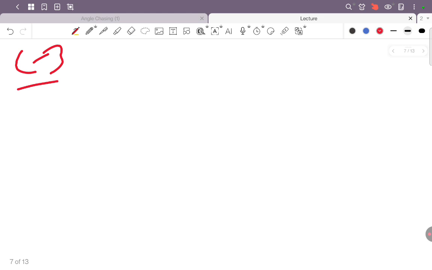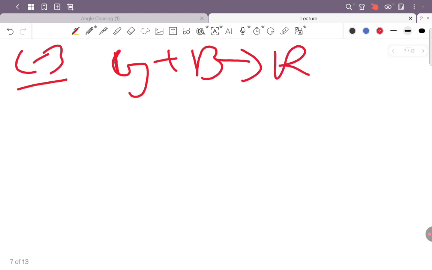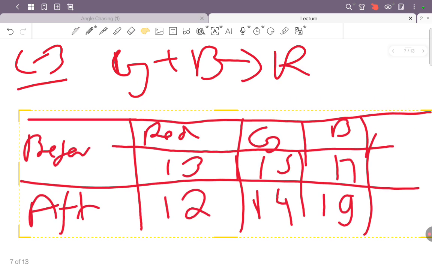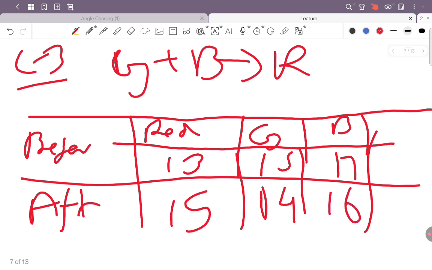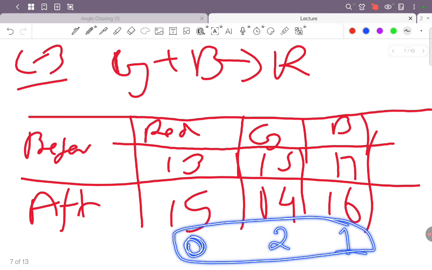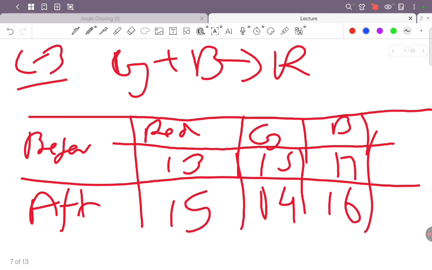So now case 3. Case 3 is green plus blue becomes red. So again the table will be same. Now red will increase by 2, so red will become 15. Green will decrease, and this will also decrease. You can see what is the remainder: 0, 2, 1. Now what is the proof that the remainder is invariant?